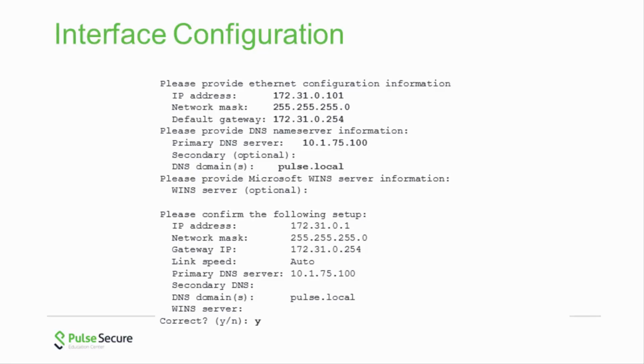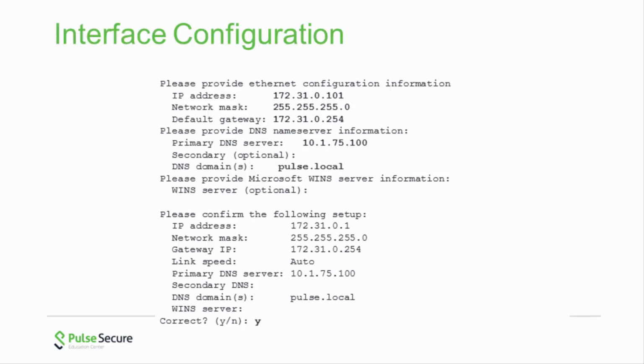DNS domain. You must specify at least one domain. You can specify additional domains separated by spaces. Pulse Connect Secure uses the configured domain to fully qualify internal unqualified host names and Windows Internet Name Service, which is optional. Once you enter your interface configuration, the system prompts you to confirm your settings. Type Y to accept the configuration or N to clear your settings and start over.